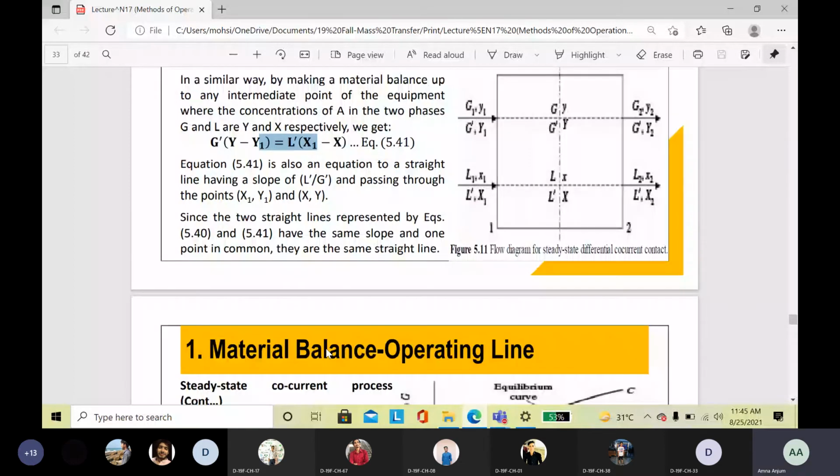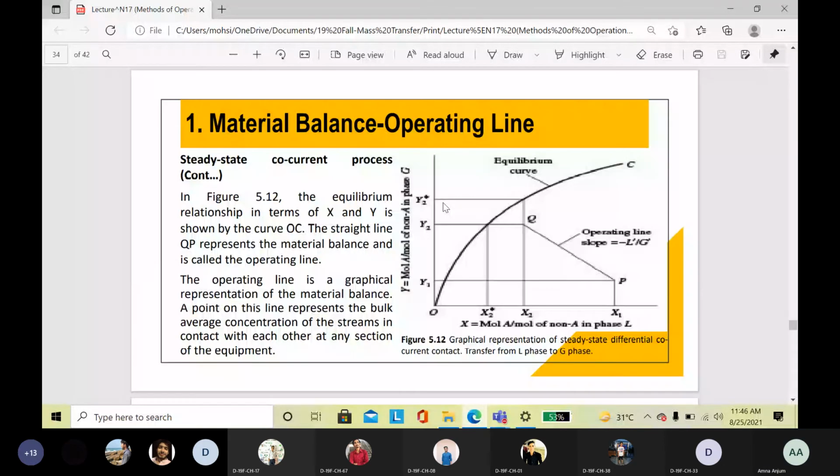In figure 5.12 हमारे पास equilibrium relationship show हो रहा है between x and y, which is shown by the curve OC. The straight line QP जो है represents the material balance and is called the operating line. QP यहाँ पर operating line है, OC यहाँ पर equilibrium curve है. इस operating line का जो slope है that is L prime over G prime. Operating line is a graphical representation of the material balance.